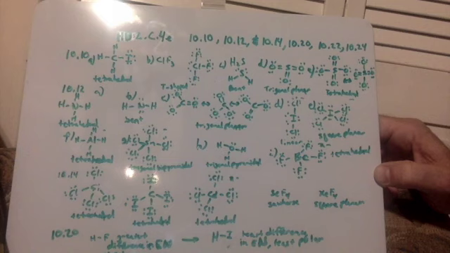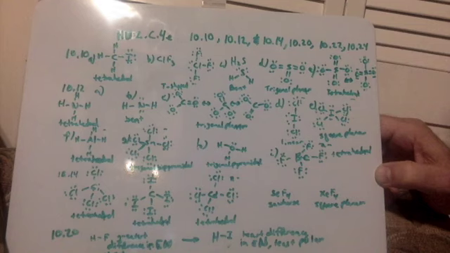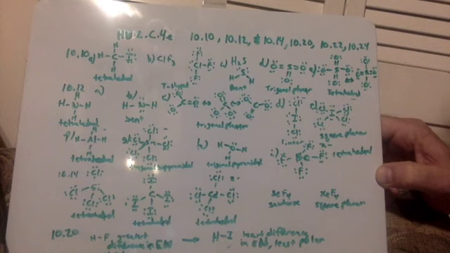10.20 asks why the trend is for HF to be most polar and HI to be least polar. It has to do with differences in electronegativity. H and F have the greatest difference in electronegativity, and it follows then from HCl to HBr, and then HI has the least difference in electronegativity and is least polar.